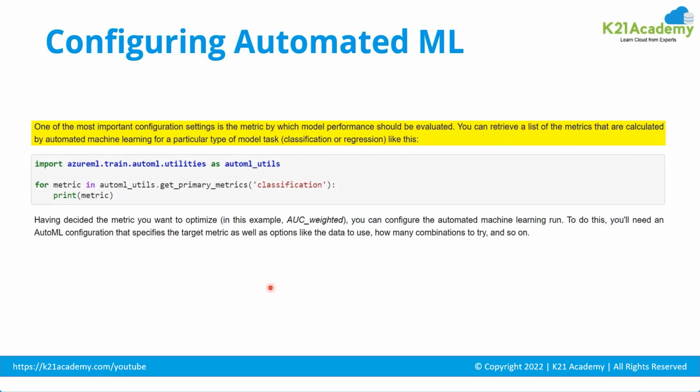So one of the most important configuration settings is the metric by which model performance should be evaluated, okay? So that is an important decision that you have to make. If you're doing classification, again, if you recall, we discussed the confusion matrix. You have accuracy, you have precision, you have recall, you have F1 score, you have AUC weighted, you have ROC. Okay, so there are many different metrics that you can capture. Again, which one depends on what you're trying to predict.